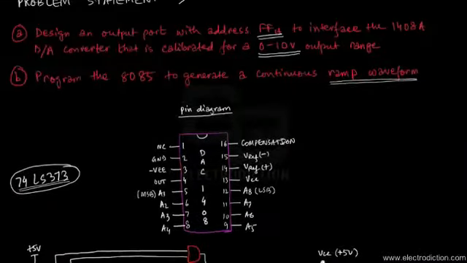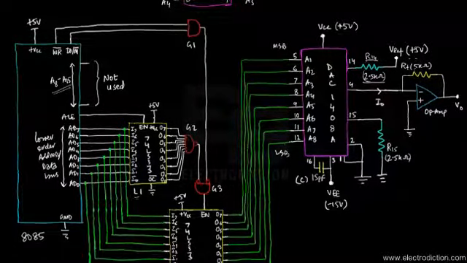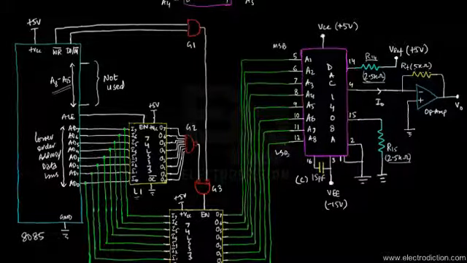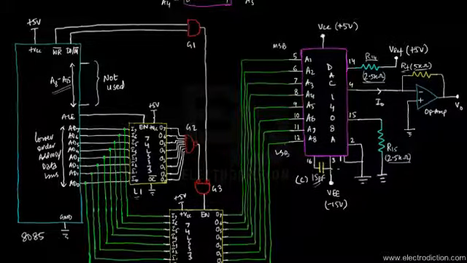As the first part of the problem says, we needed to design an output port with an address FFH for interfacing the DAC 1408A chip with the 8085. We also need to calibrate the DAC for the 0 to 10 volt output range. That is done over here, where we've kept R14 and R15 both at 2.5k ohms. The op amp over here has a feedback resistor RF of 5k ohms, including a capacitor of 15 picofarad in between pins 16 and 3.